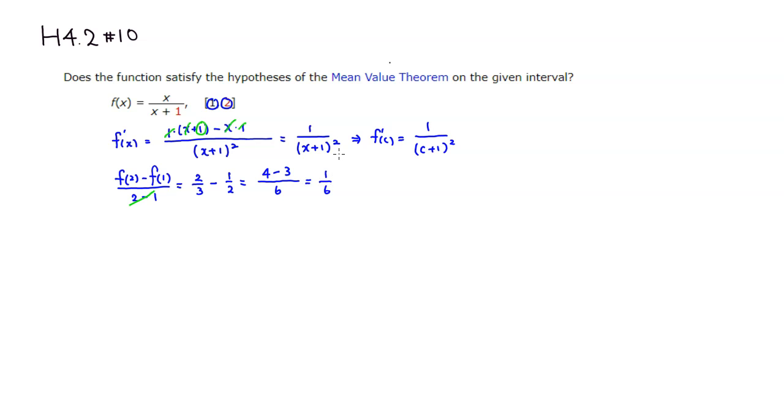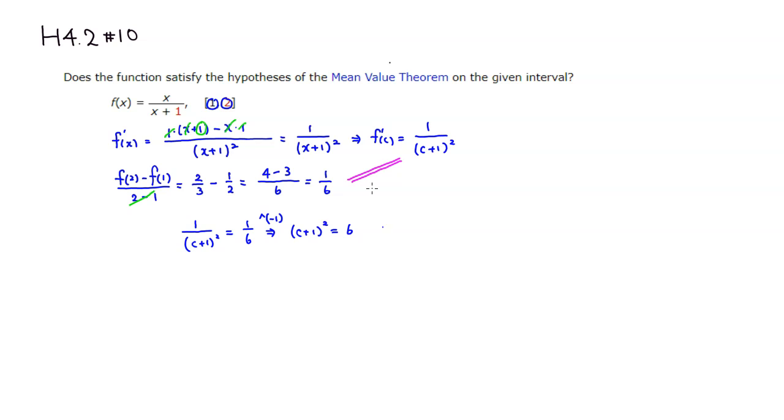We have to make sure that they are equal to each other, so we set them equal to each other and try to find c from there. You have 1 over quantity c plus 1 squared is equal to 1 over 6. First step, I'm going to take the reciprocal of both sides, or raising to the -1, the same thing. So you have quantity c plus 1 squared is equal to 6.